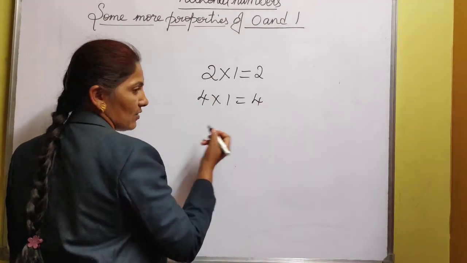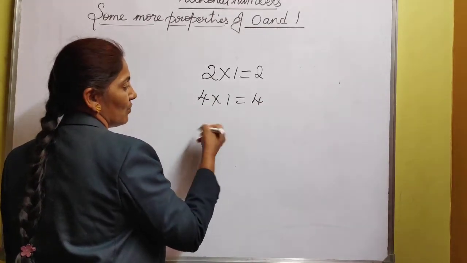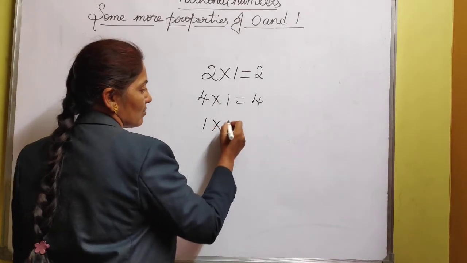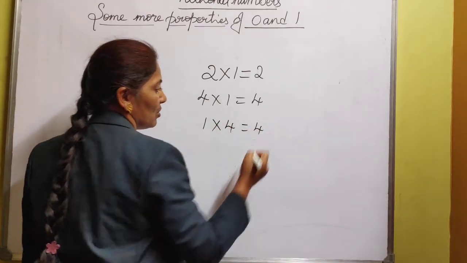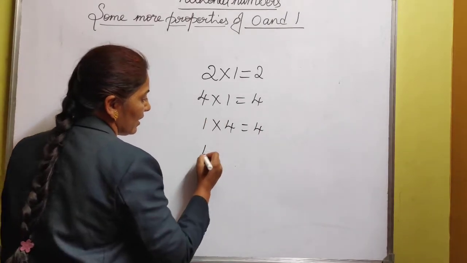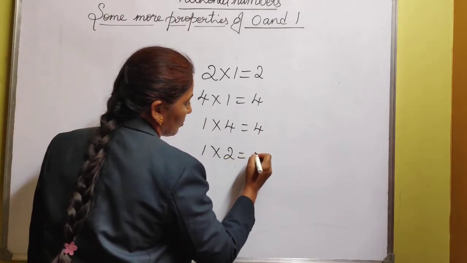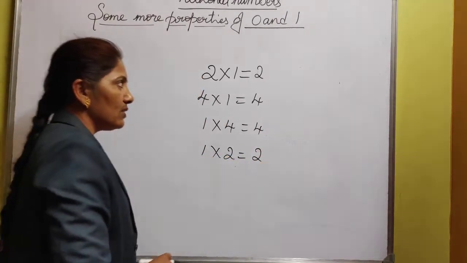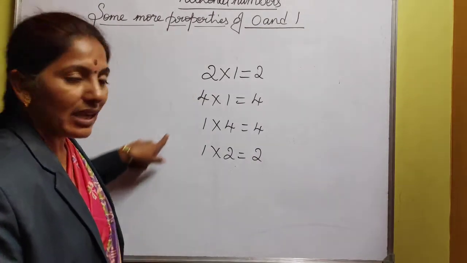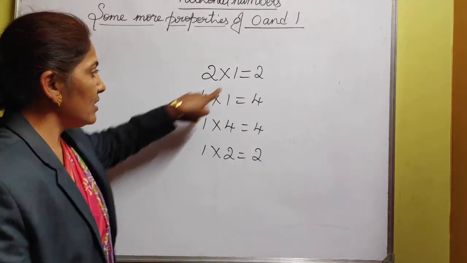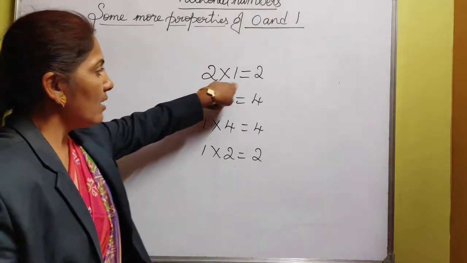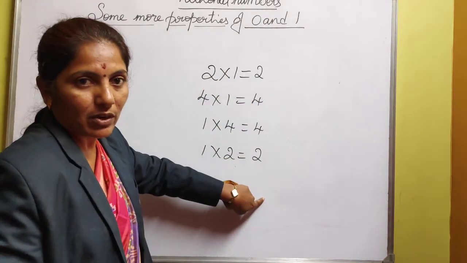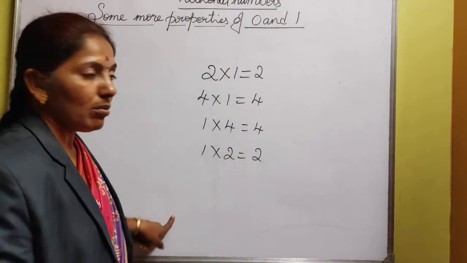Again, when you consider the table of 1, I can write this as 1 into 4, which is again equal to 4. And 1 into 2 is equal to 2 again. What do we observe? Whenever we multiply any integer by 1, the product remains the same. This is all about integers.